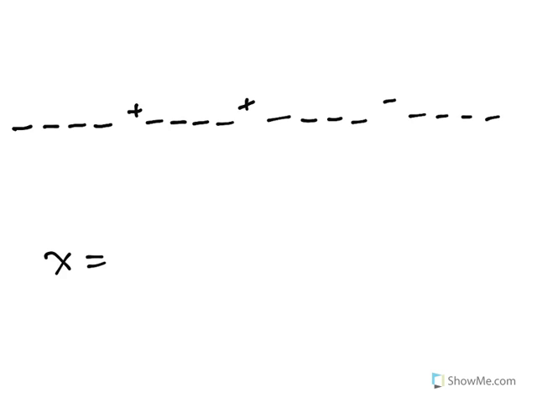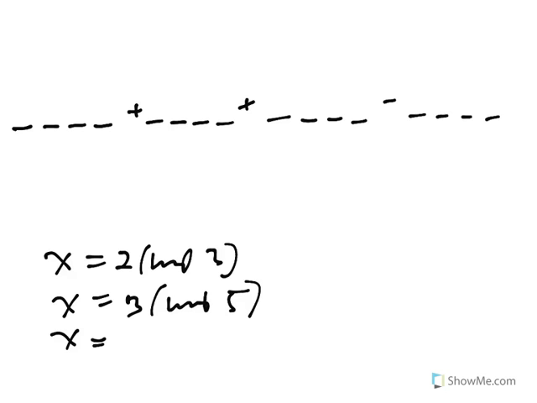Well, let's take a look. We're going to need some tables coming up, but for now, 1, 2, 3, 4, plus 1, 2, 3, 4, plus 1, 2, 3, 4, minus 1, 2, 3, 4. The question I'm trying to solve is x is equal to 2 mod 3, x is equal to 3 mod 5, and x is equal to 2 mod 7.